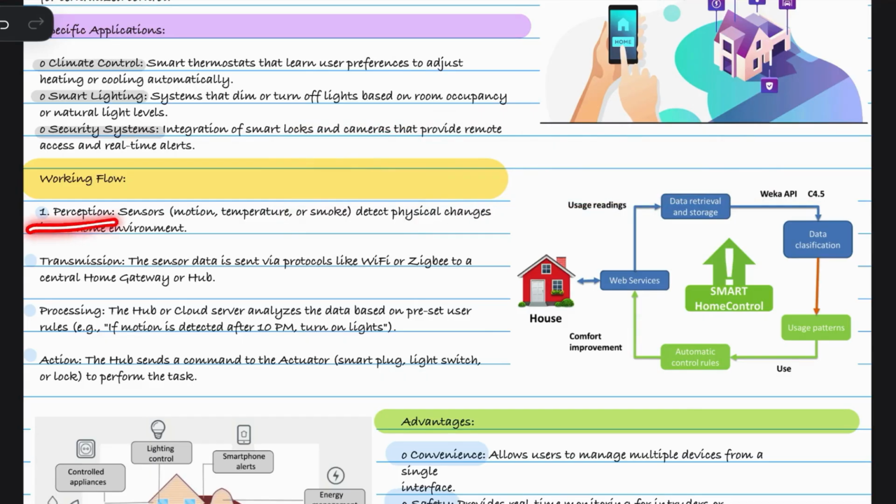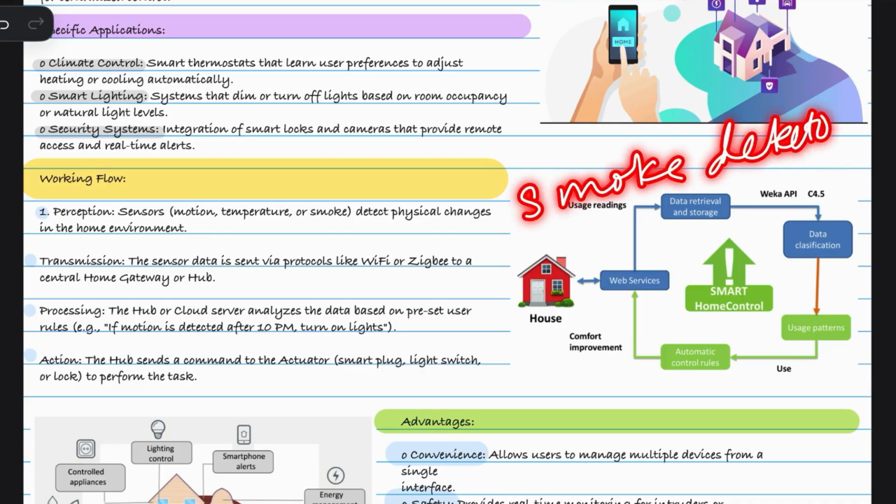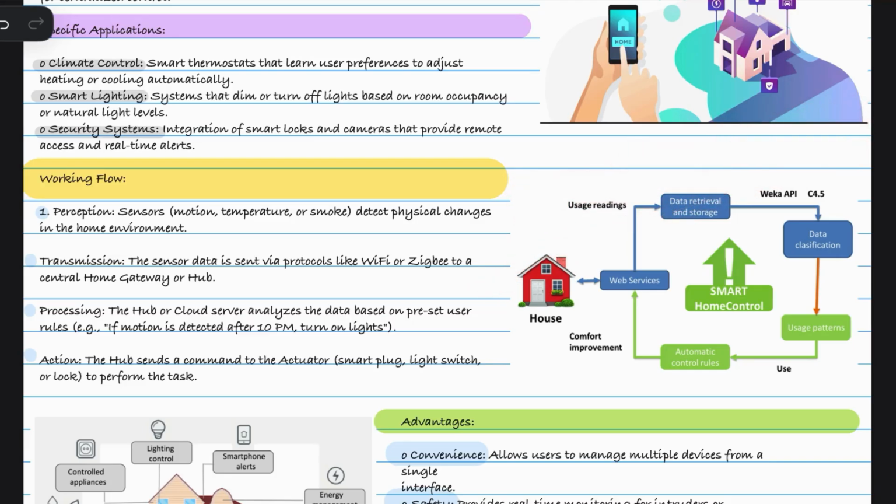So the very first is the perception layer. It starts with the hardware sensors, right? The PIR motion sensors detect the movement in the hallway. And for example, there is the DHT11 sensor, which reads if there is a spike in ambient room temperature. Or for example, a smoke detector. You might have seen smoke detectors in a lot of places. It catches the micro particles in the air. So this is what is included in the perception layer.